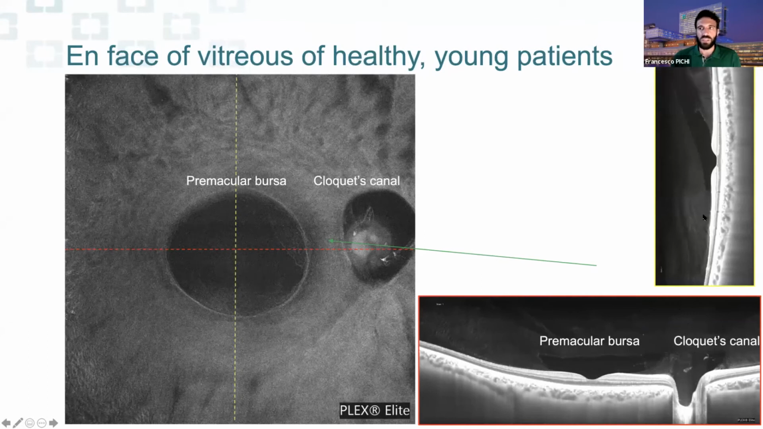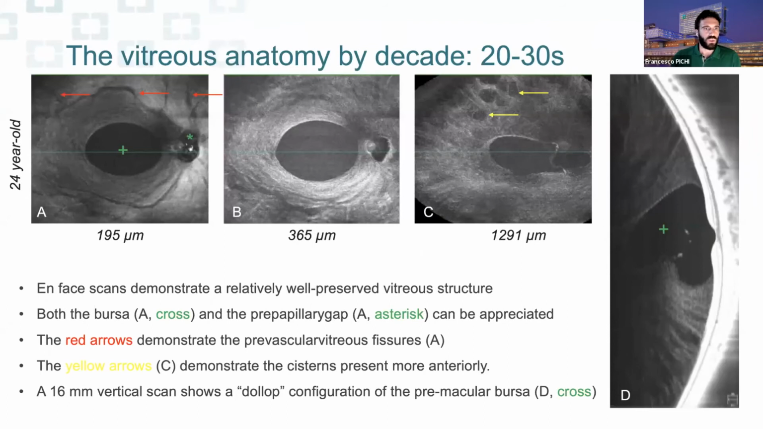If you do the vertical scan, you see the bursa has this particular appearance because of gravity. The main body of the gel goes down and the bursa is pushed up a bit. We saw that this appearance is quite characteristic in all healthy patients. It changes slightly with the decade. These are a couple of pictures from patients in their 20s and 30s. You see the bursa, the Cloquet canal, the separation.